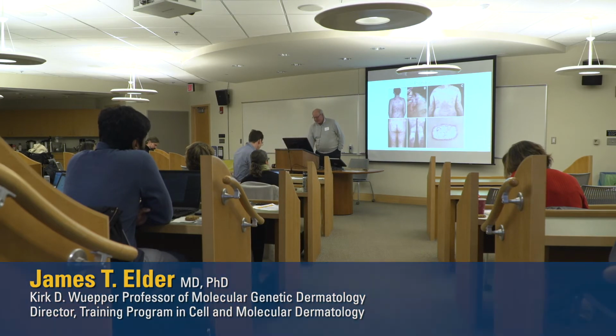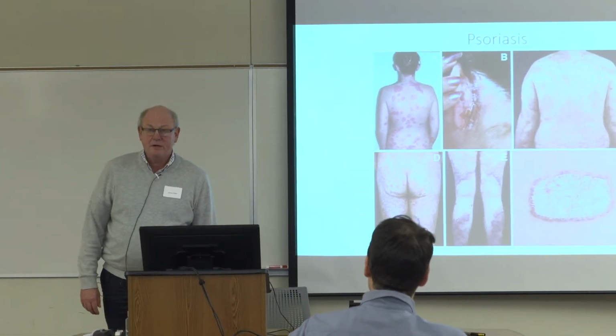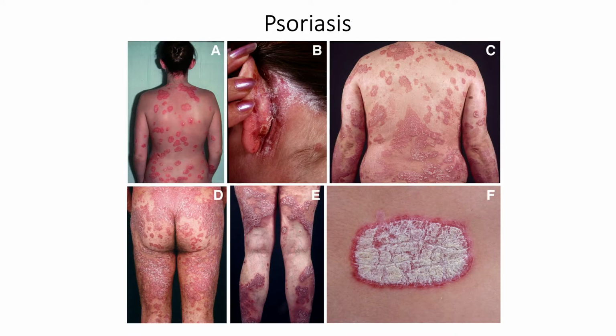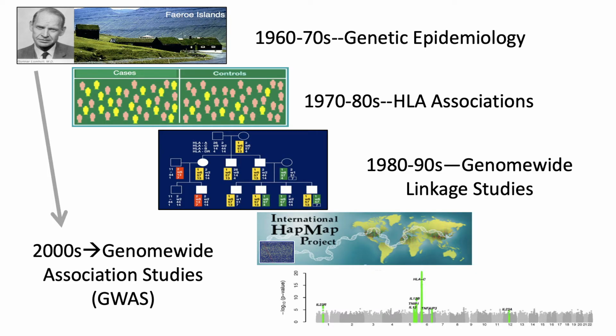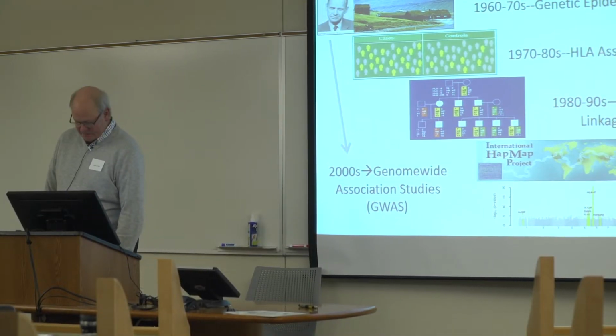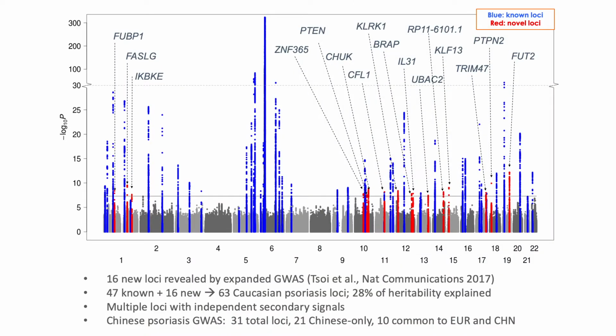So psoriasis is a very common disease. It affects 1% to 2% of the population. It has associated nail disease and painful arthritis that develops in about a quarter of patients. Psoriasis has actually played a major role in the development of genetics over the years, going all the way back to the studies on the Faroe Islands by Gunnar Lomholt. It's also one of the first diseases to manifest HLA associations. So we've been working on this since the early 1990s, initially with families, and more recently with cases and controls.